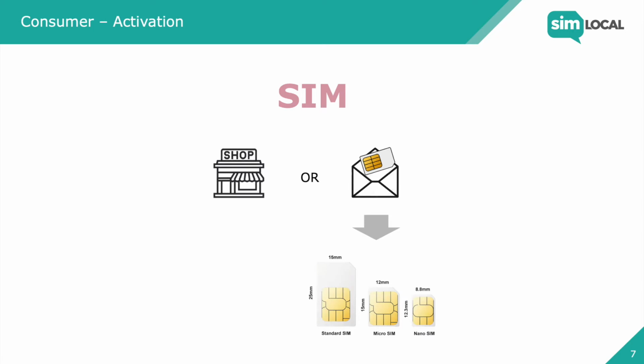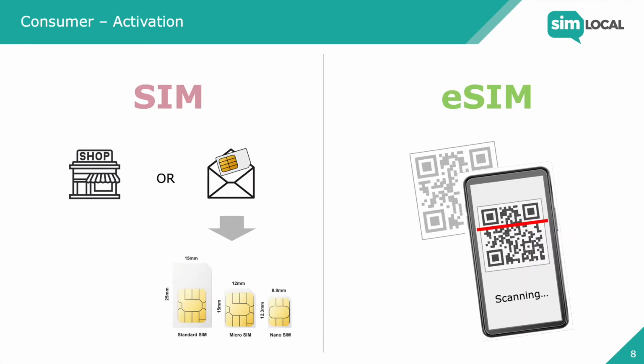And there are 3 sizes of SIM card available today: the standard or mini SIM as it's known, the micro SIM, and the nano SIM, which is the most popular size today. In the eSIM world, things are far simpler. All we have to do is scan a QR code with the device that is to be connected, and then the SIM profile is automatically downloaded into that device.